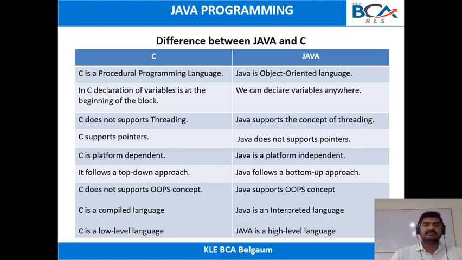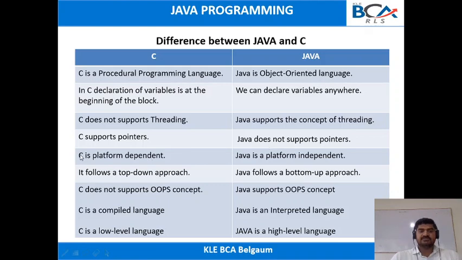Next, C supports pointers and Java does not support pointers. In C, you'll be learning about pointers. Pointers were removed in Java because pointer is a complex concept, and for security reasons as well, the pointer concept is removed in Java. So C has the pointer concept, and Java does not support pointers.